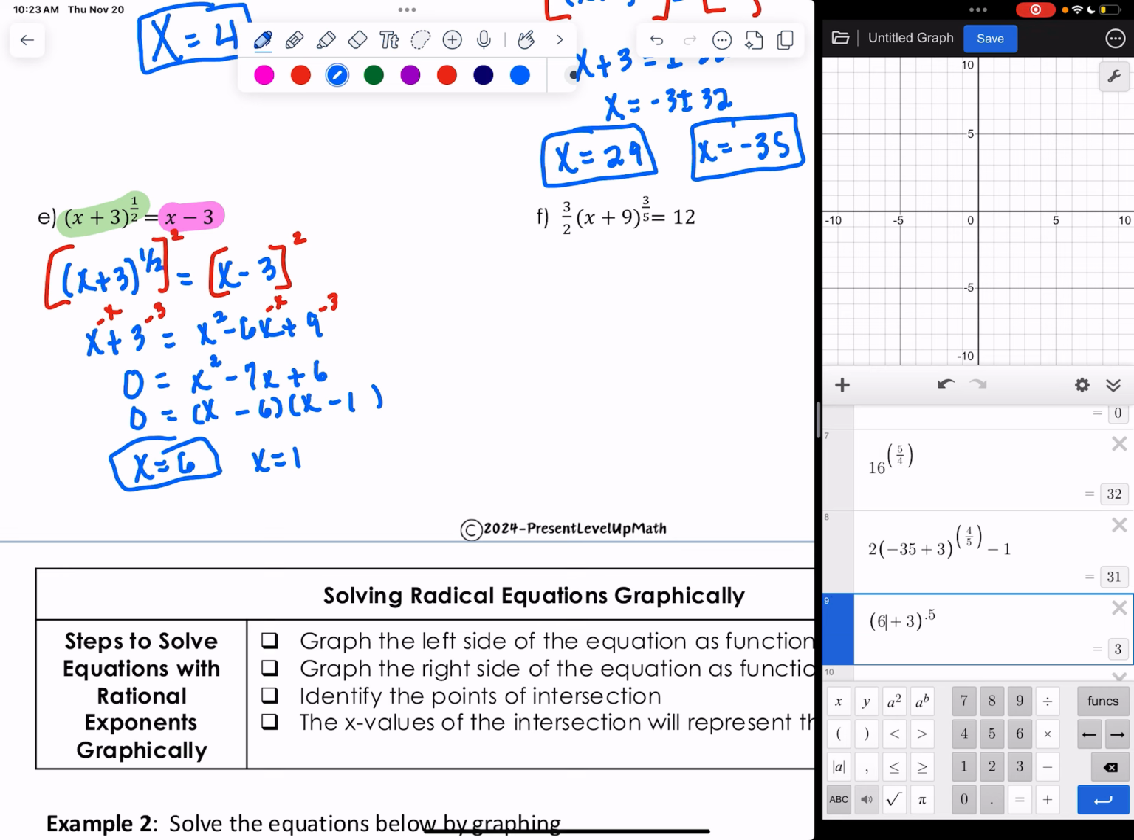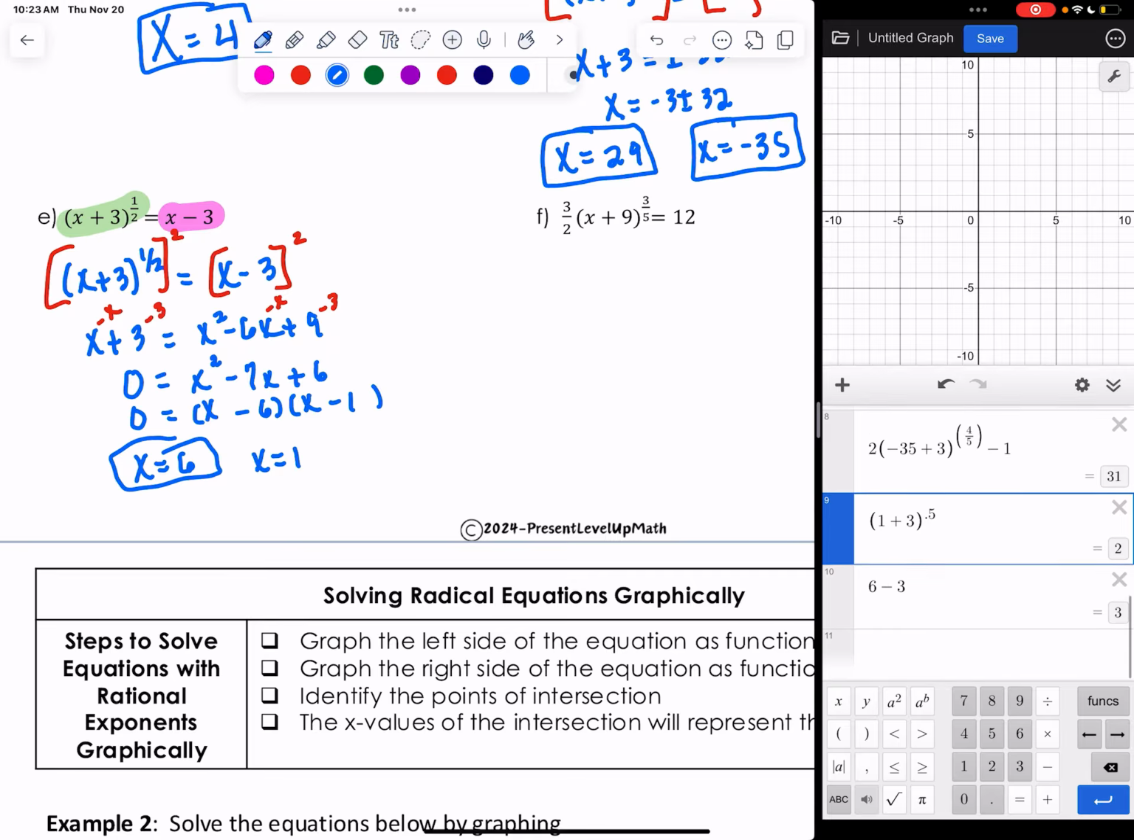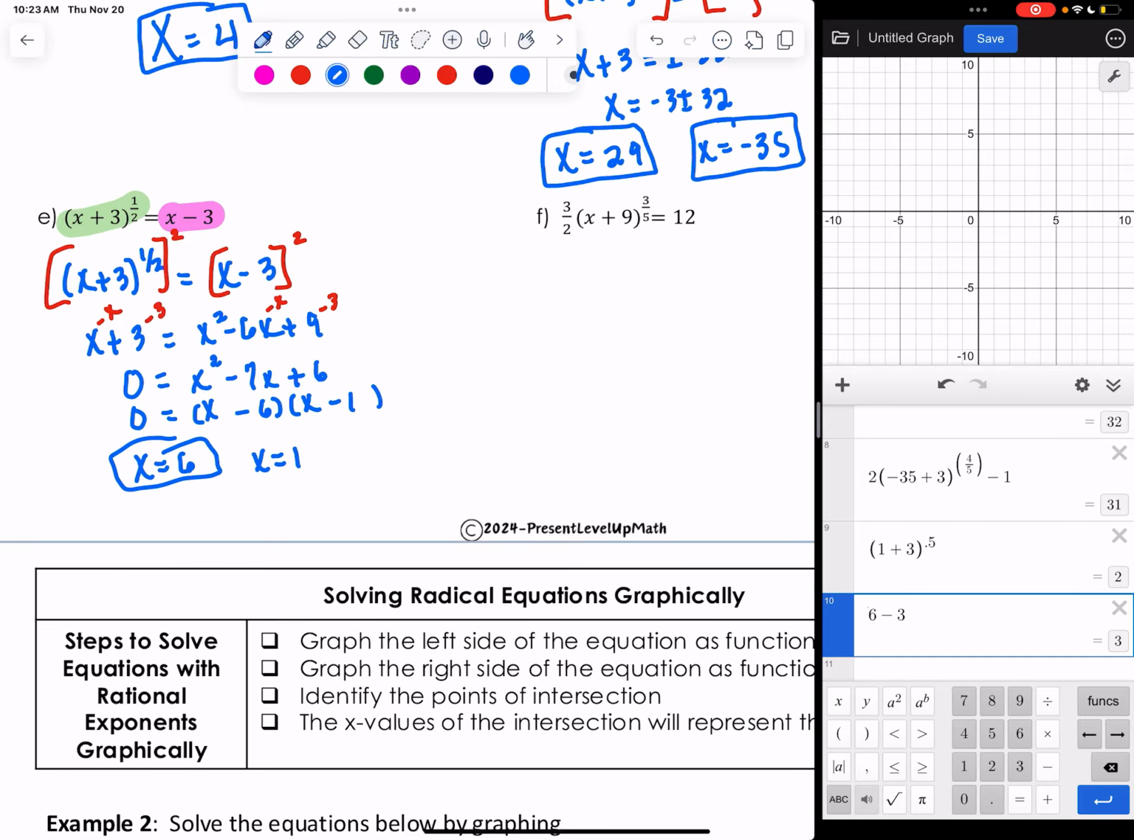Now I'm just going to change the 6 to a 1. So put a 1 there and a 1 here. So the left side equaled 2, the right side equaled negative 2. So x equals 1 is an extraneous solution. So our only answer here is x equals 6. Okay. All right, problem F.